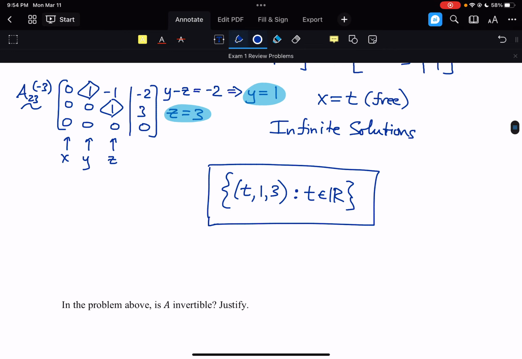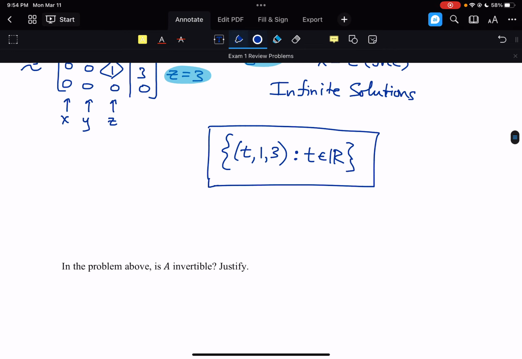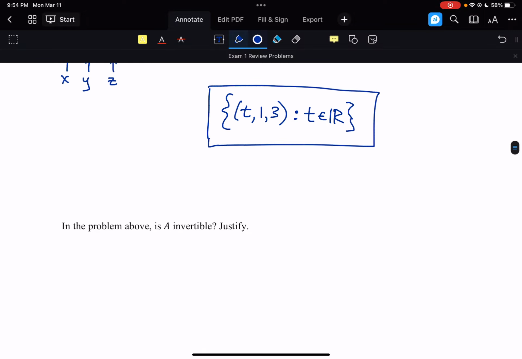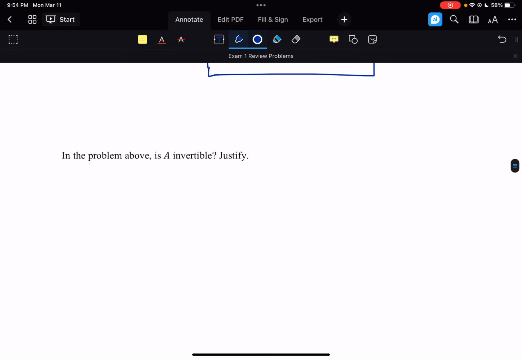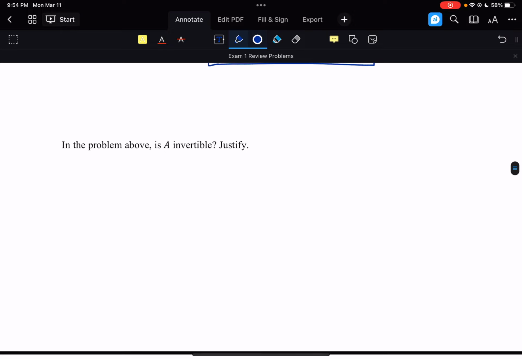Now, looking down at the bottom of the page, the question asks, in the problem above, is A invertible? Justify. Well, we definitely want to refer to the invertible matrix theorem. That's going to give us many different equivalencies and co-requisites for invertibility, and we can see if any of those either succeed or fail given these conditions. There are a couple of options that we can use in this case. Option 1 would be to look at the system itself.